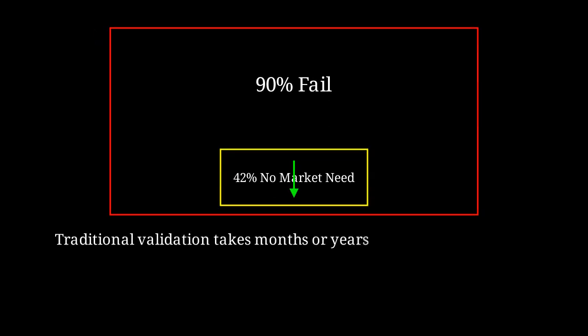Traditional validation methods involve building a minimum viable product, launching it, gathering feedback, and iterating. This process typically takes 3 to 6 months minimum, and often much longer. AI fundamentally changes this timeline. Using large language models, synthetic data generation, and automated testing frameworks, we can compress validation cycles from months down to days or weeks. Let me ask you a question.